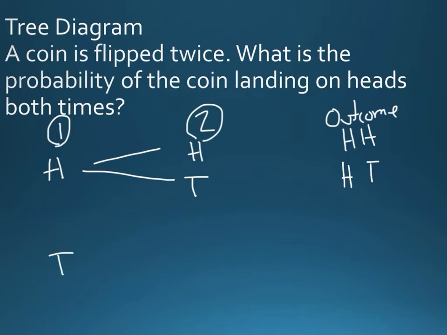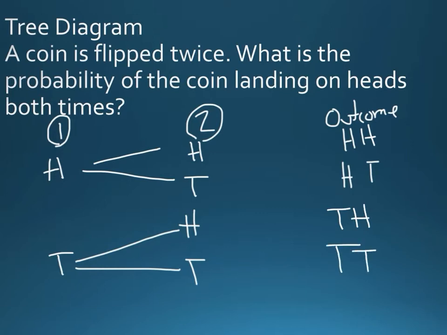Let's do our tails flip. Pretend I flipped tails first. I have two options: it could land on heads or tails. So the outcomes are tails, heads, or tails, tails. That's how the basic tree diagram works. If we had a third coin, I could take each of these and write 2 going out from each spot if I was flipping it.